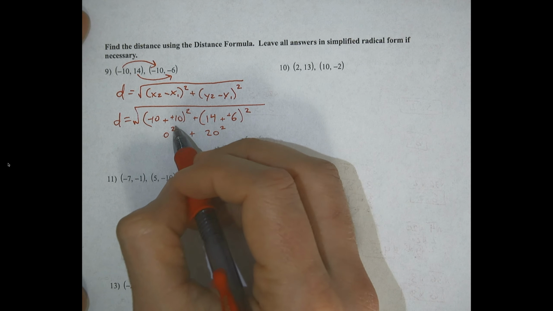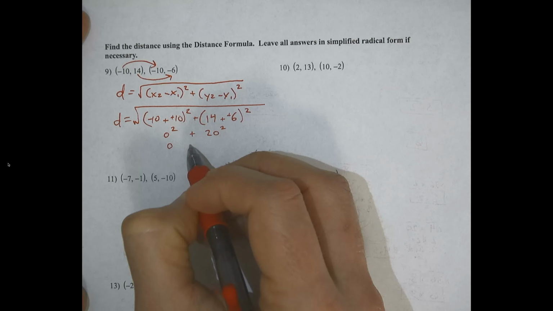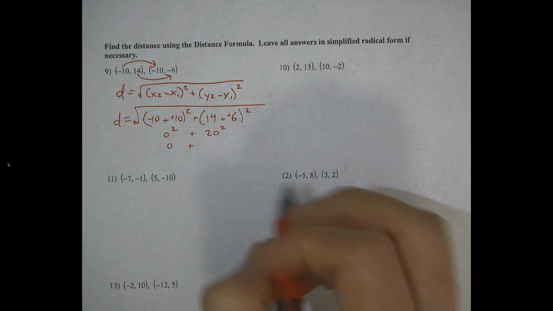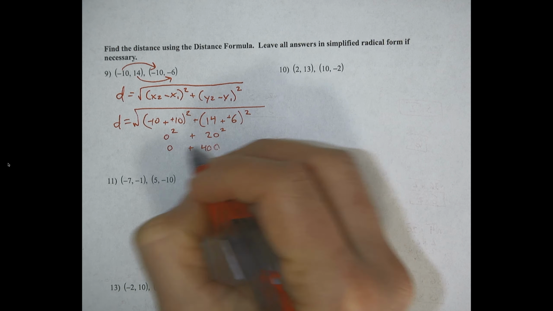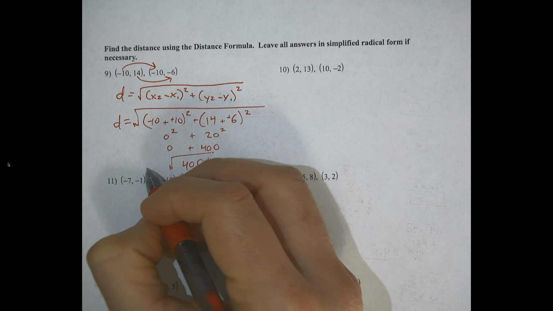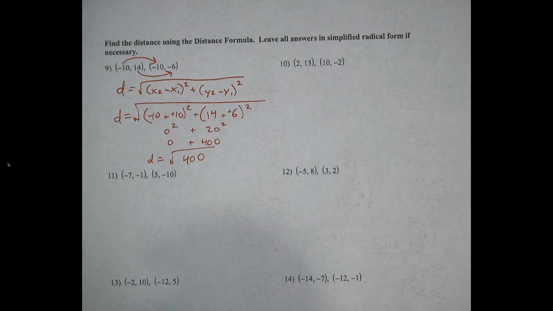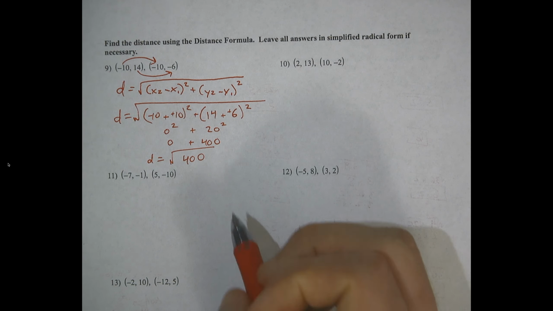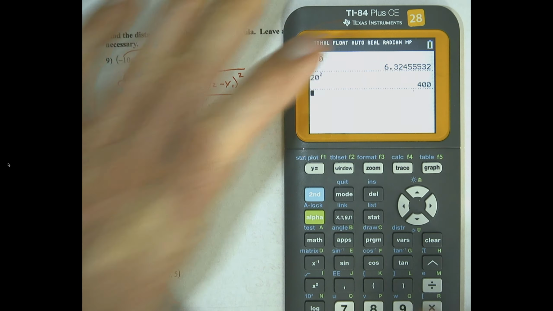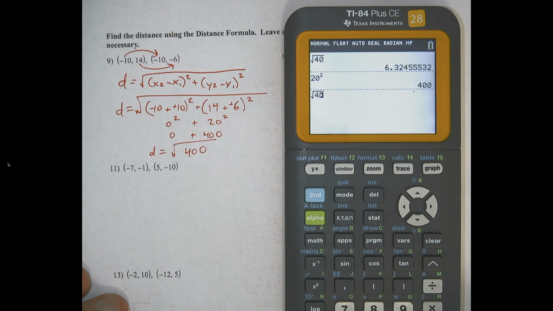So 0 squared is just 0. 20 squared is 400. So combined, I get 400, and that's still all under the square root. So my distance equals the square root of 400. What number times itself gets us 400? Well, we just did it right here. It's 20. So you would take the square root of 400, and you get 20.